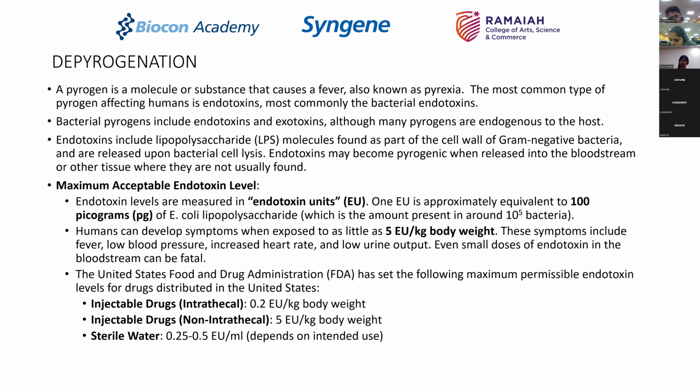Depyrogenation. What is a pyrogen? It's a molecule or a substance that causes a fever, also known as pyrexia. The most common type of pyrogen affecting humans is endotoxin, and most commonly the bacterial endotoxin. We have already discussed this in the past. This is a slide from the previous sessions. I brought it here as a revision slide so that you can go through that. I'm not going to spend too much time on it. The maximum acceptable level of endotoxin is 5 EU per kg body weight.